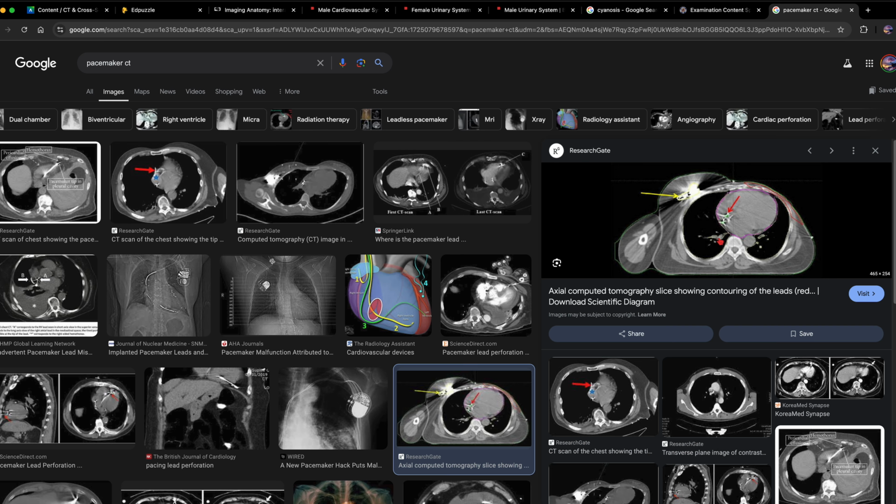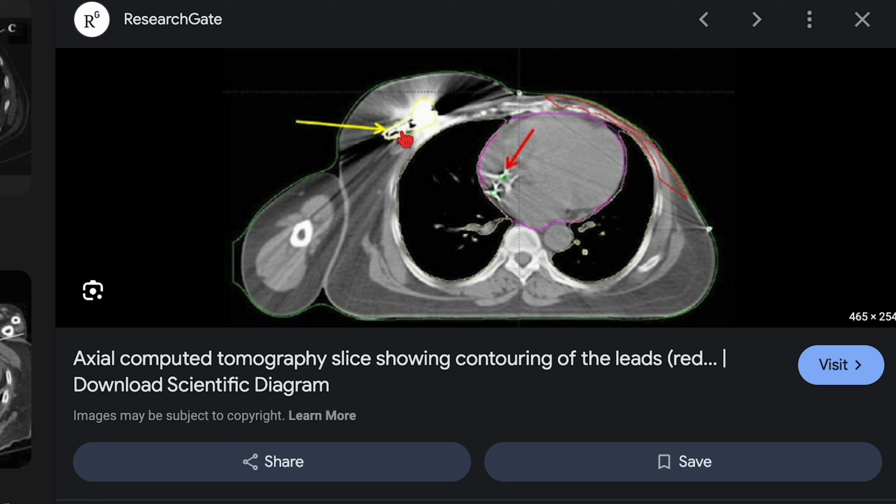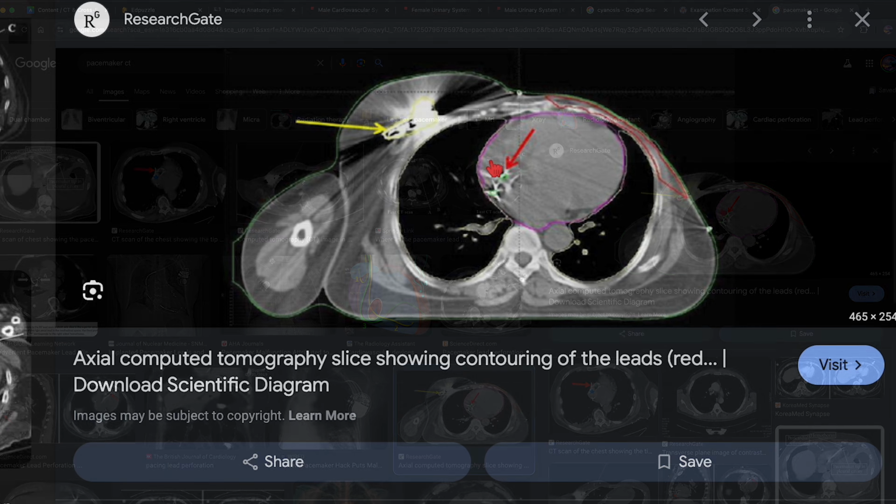Now, what you can notice, the astute among you, is that these are streak artifacts. Streak artifacts because the pacemaker has metallic components. And so we get these streak artifacts that degrade the image, but we can still diagnose what's happening. The doctor can diagnose what's happening. This is well within the diagnostic range.